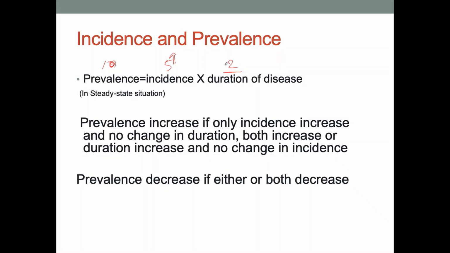Or if both incidence and duration increase, of course that will increase prevalence. Or if this one increases but this one is not changing. So if either one of these increases or both of them increase, of course the prevalence is going to increase. Prevalence will decrease if either of them decreases or both of them decrease. It's obvious, this is math. So think about it with these numbers, and you can solve several of the examples we will have during class.